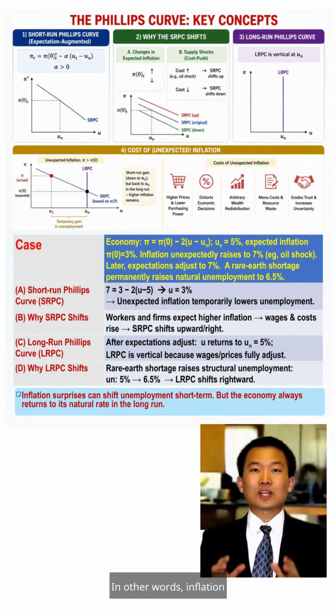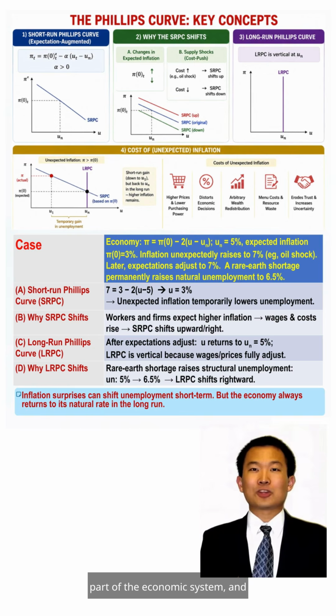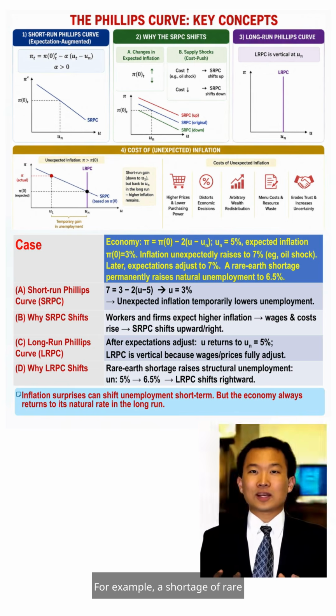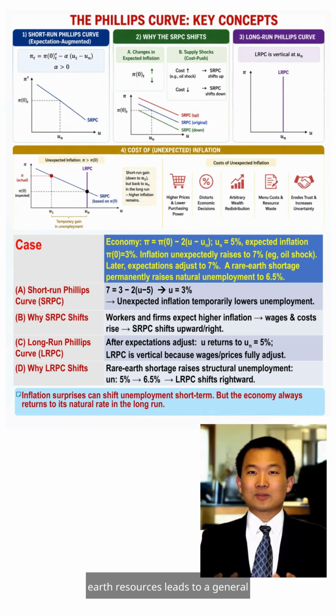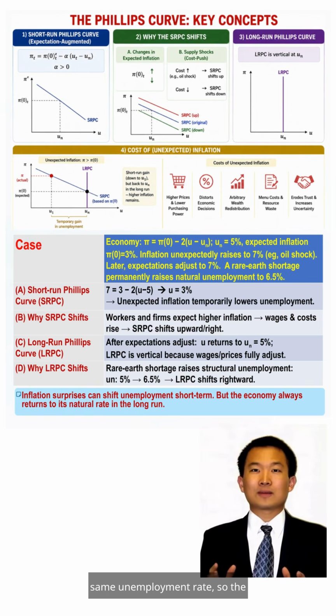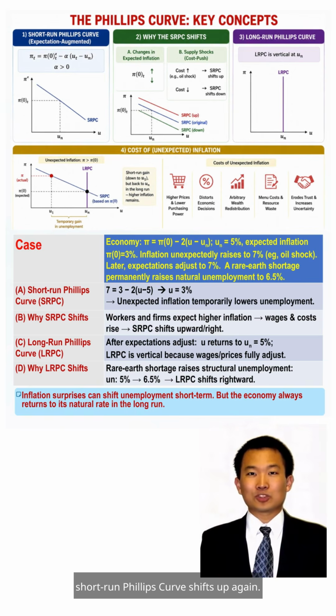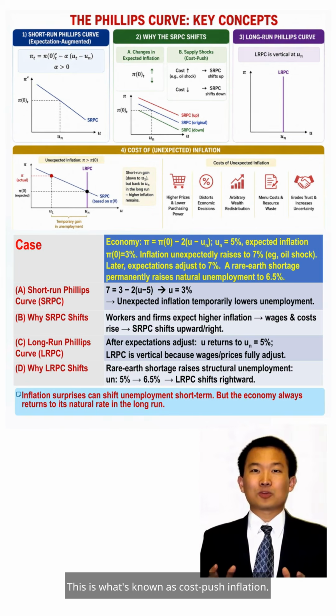In other words, inflation expectations have themselves become part of the economic system, and supply shocks can also cause the curve to shift. For example, a shortage of rare earth resources leads to a general rise in production costs. Firms will raise prices even at the same unemployment rate, so the short-run Phillips curve shifts up again. This is what's known as cost-push inflation.